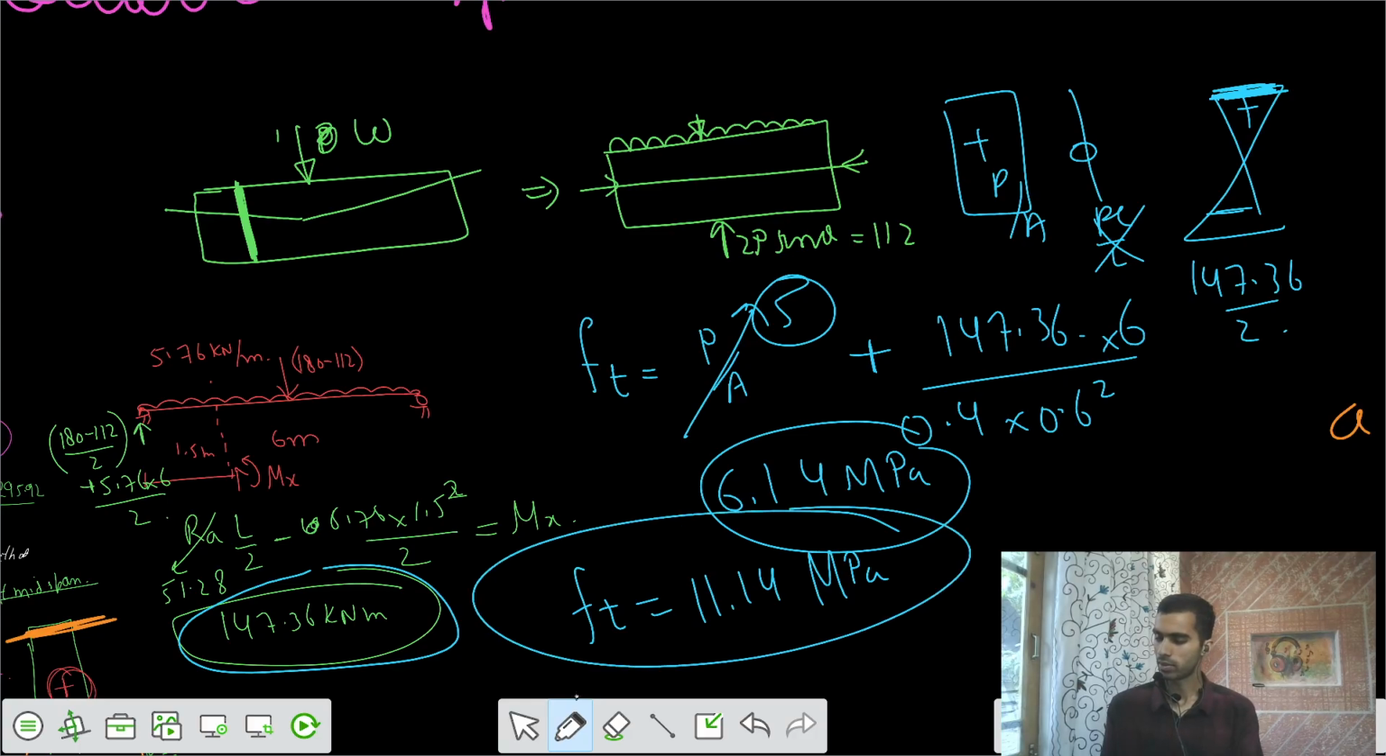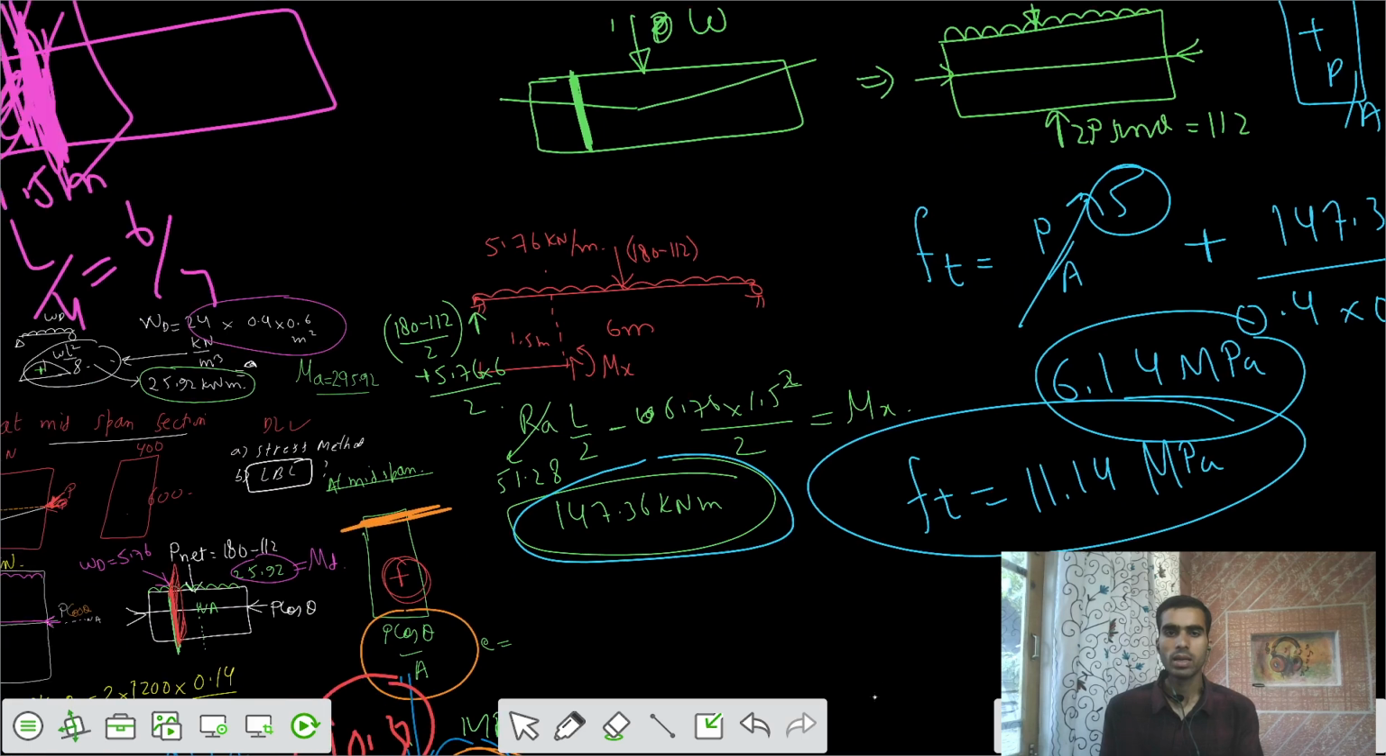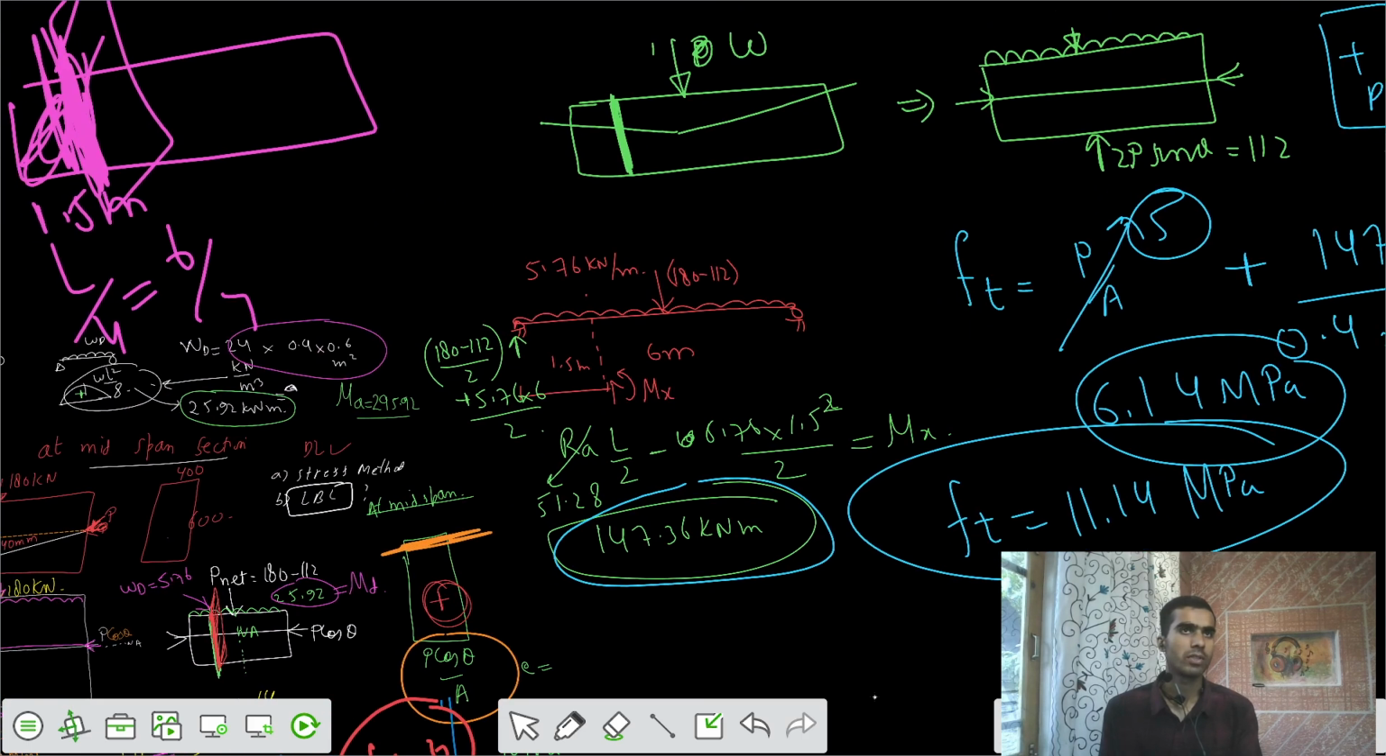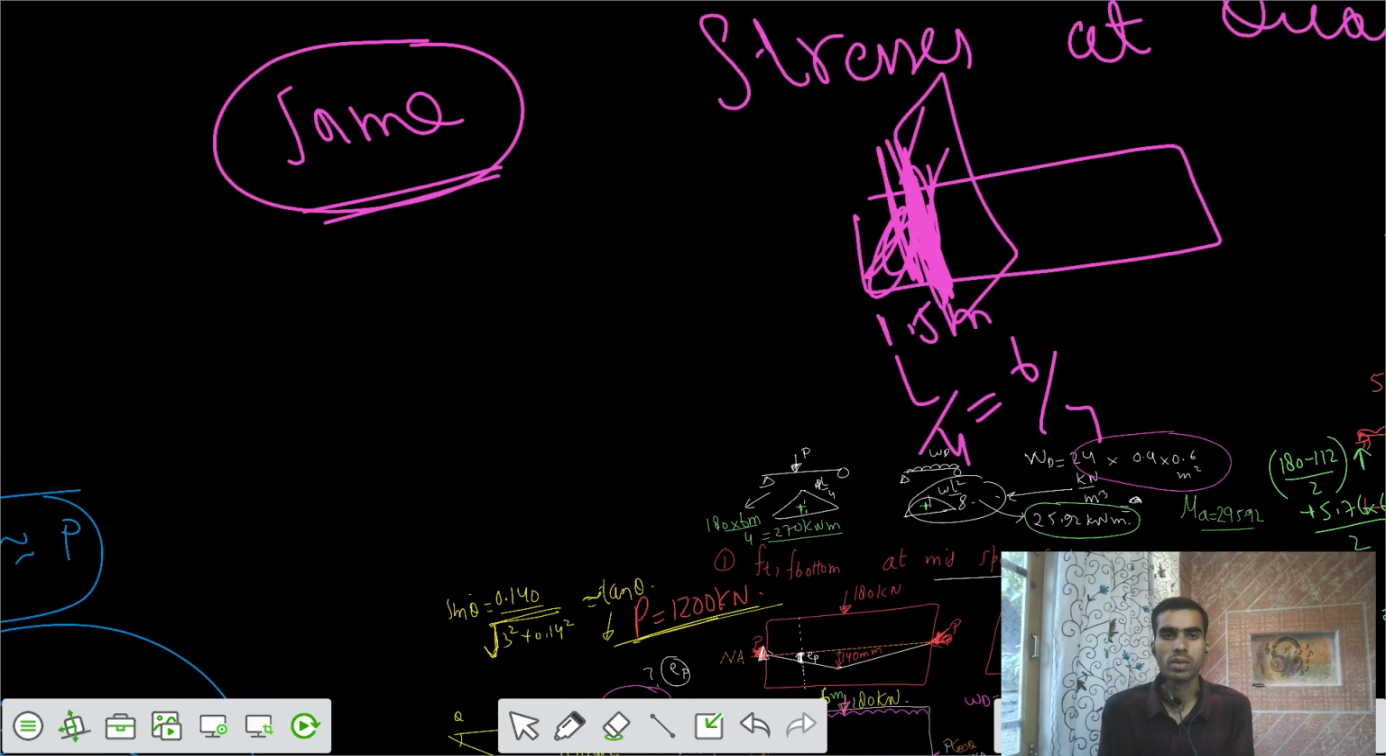11.14 megapascal. Okay. Now we want to calculate it by the stress concept. Let's try to calculate it by the stress concept.